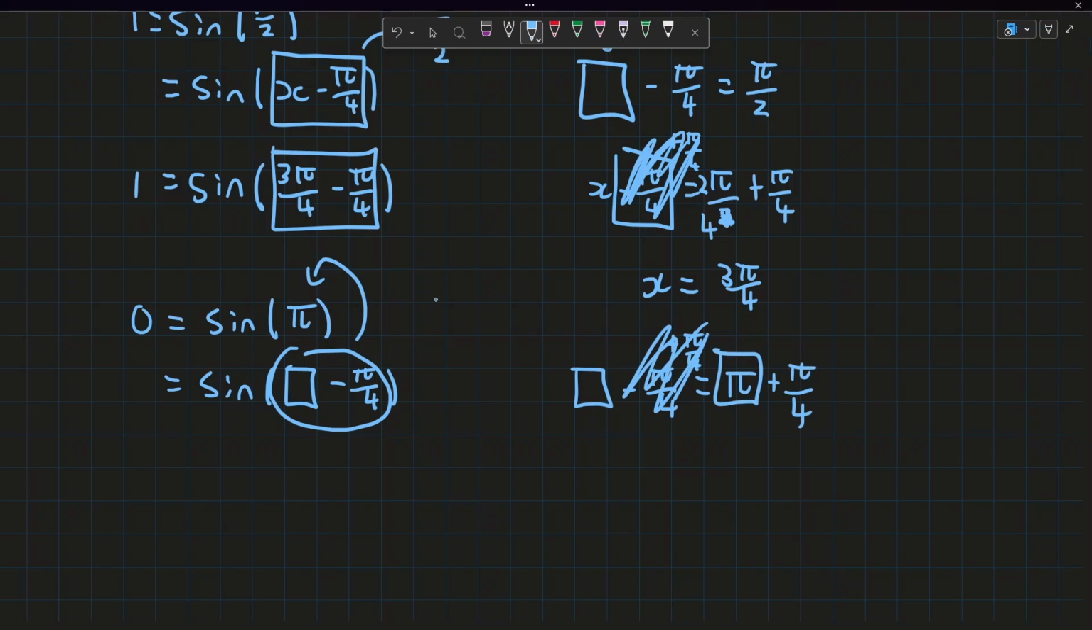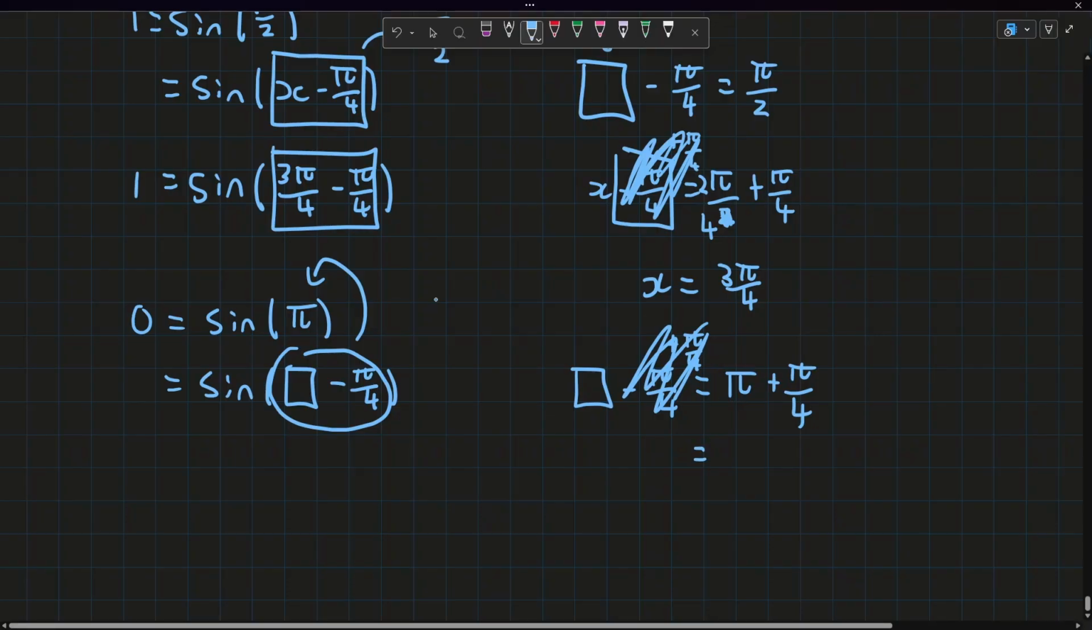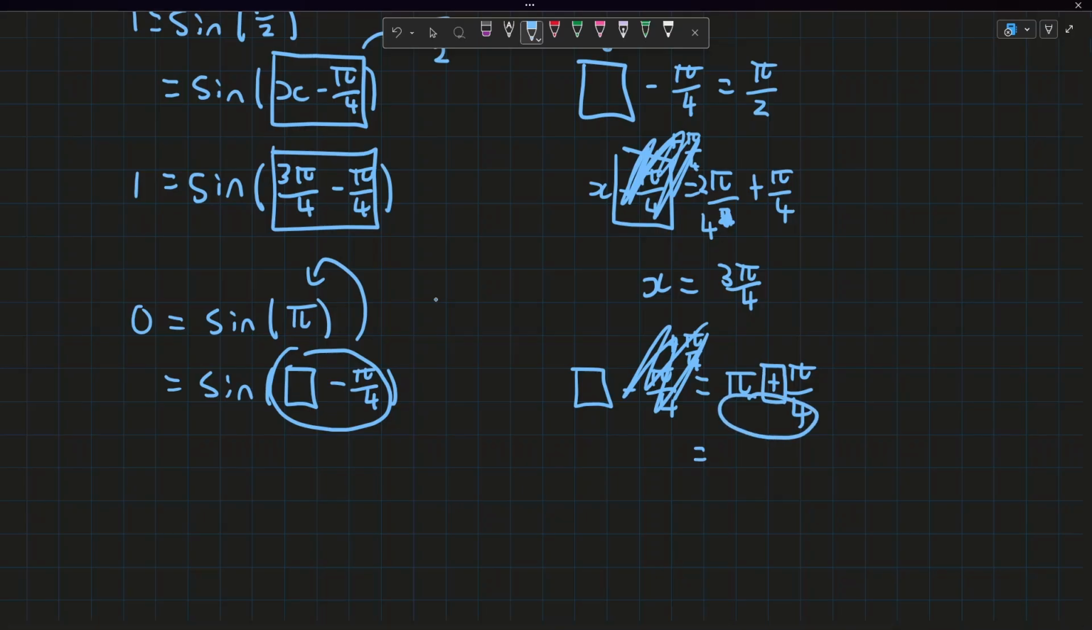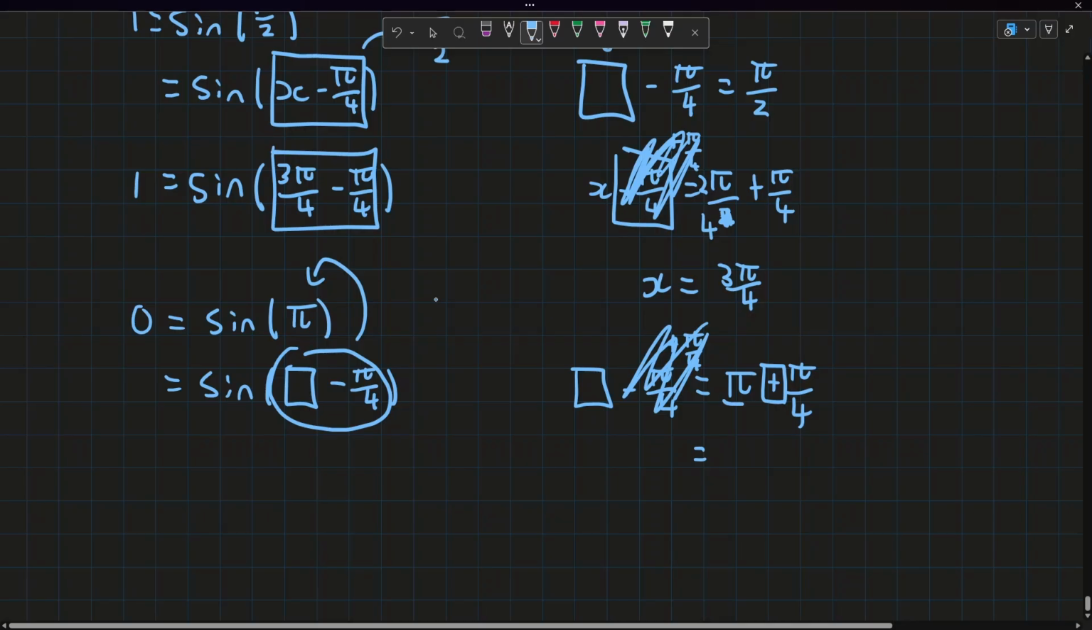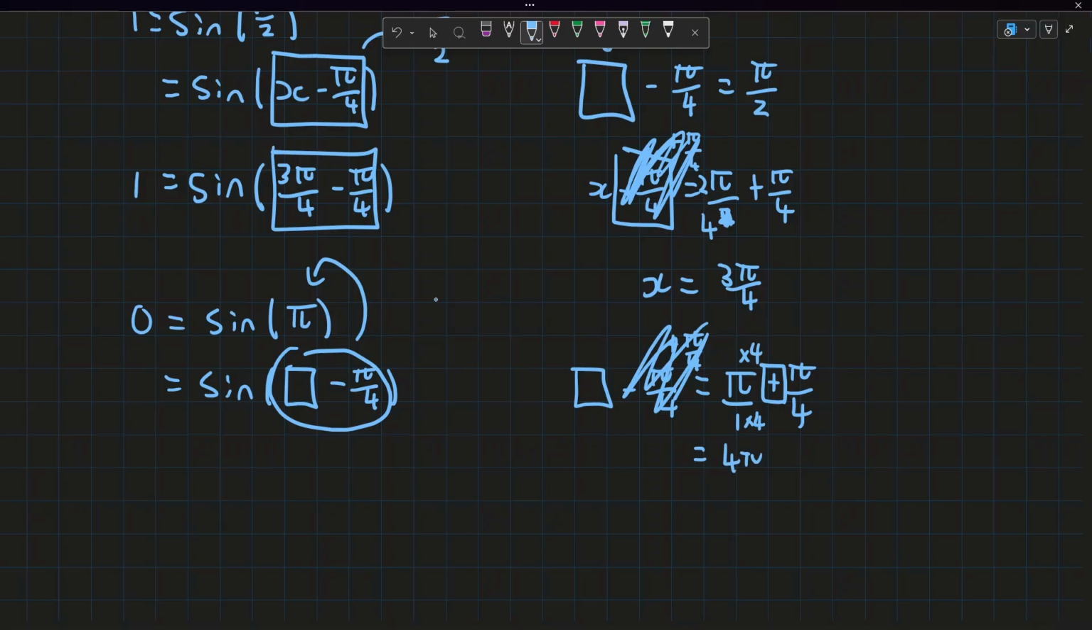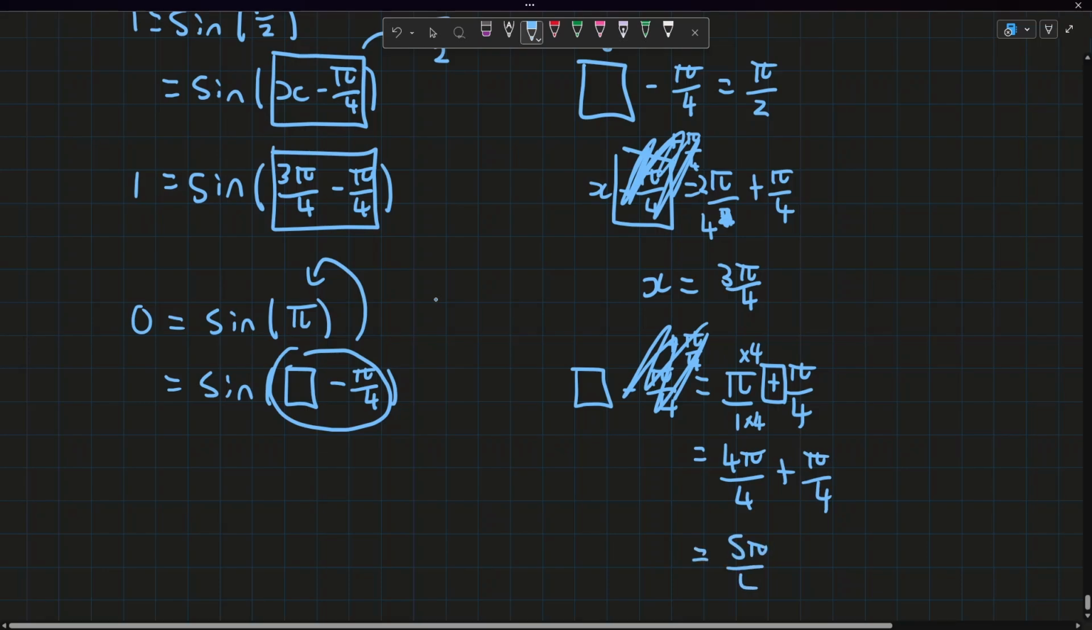Let's change this so it's over 4, so we can add the fractions. Quick refresher on fractions if you need it. We can't add or subtract fractions unless they have the same denominator. Currently, technically the denominator of this one, we could write it as 1. So we need to make it into a 4 somehow. And so this one's easy, we can just times top and bottom by 4. And so we have 4 pi on 4 plus pi on 4, and we get 5 pi on 4.